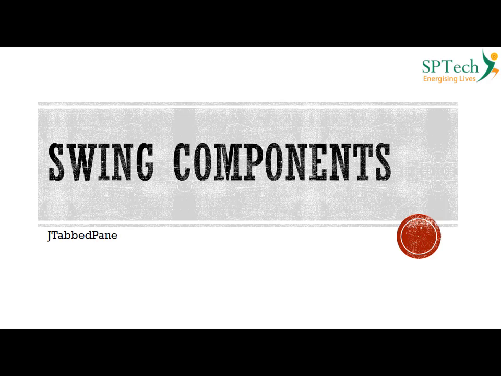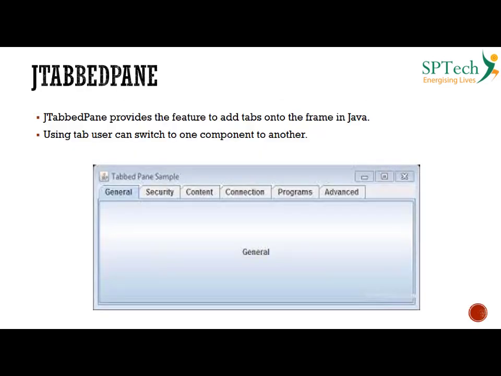In today's session, we are going to see what is a JTabbedPane. Just a quick recap on what we did in the last session. We saw what is a JComboBox, we saw what is a JTable, and we also had a look into something called the JScrollPane. Now today we shall see what is a JTabbedPane.